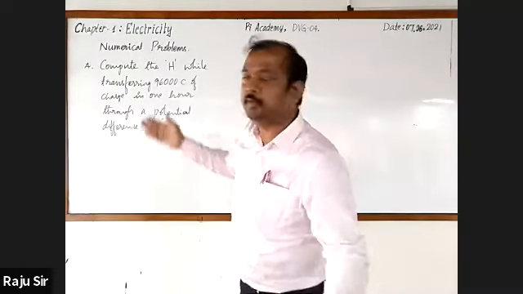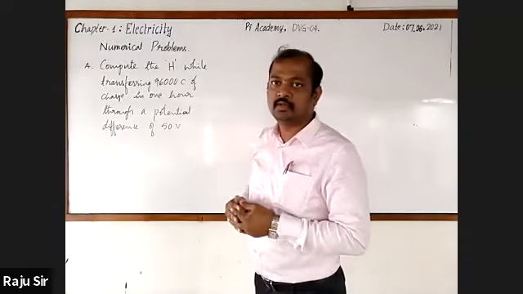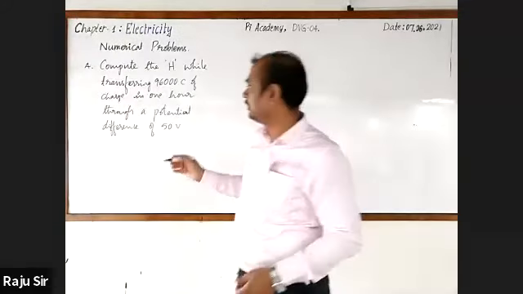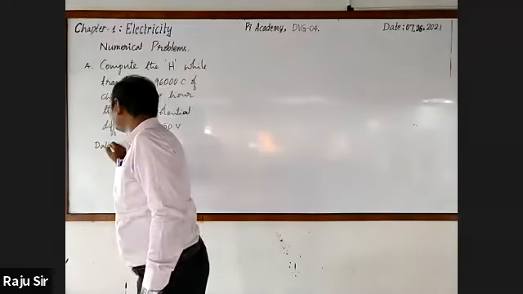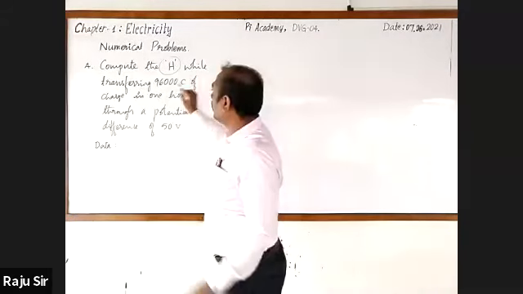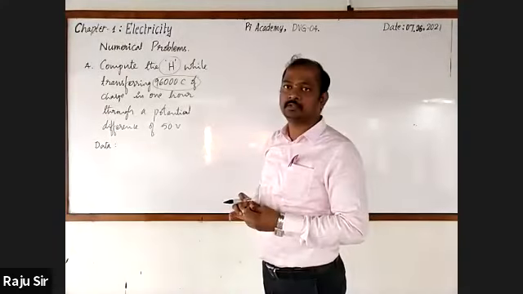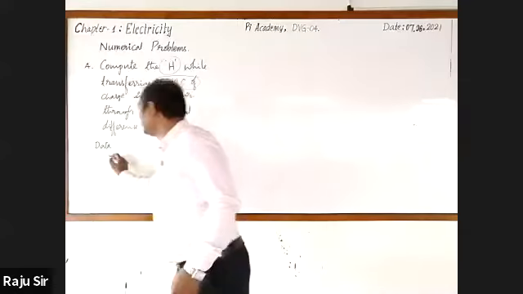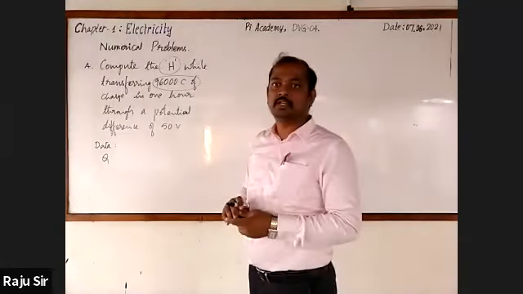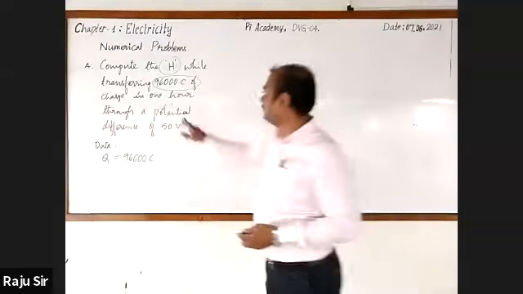In this problem, we are going to find out the heat energy that is produced in the circuit. First, let us write the given information. Compute the heat energy. H is to be calculated while transferring 96,000 coulomb of charge. Here they have given the quantity of charge. Q is equal to 96,000 coulomb. In 1 hour, time is given.